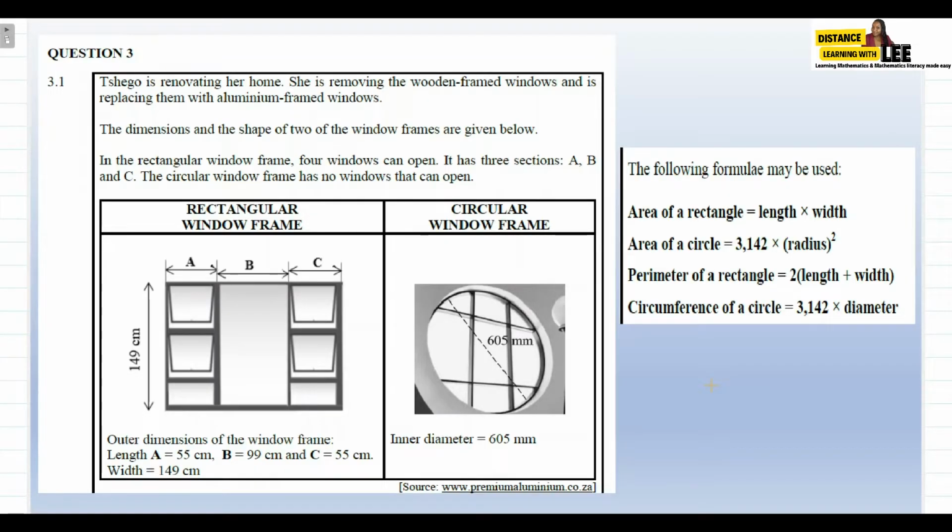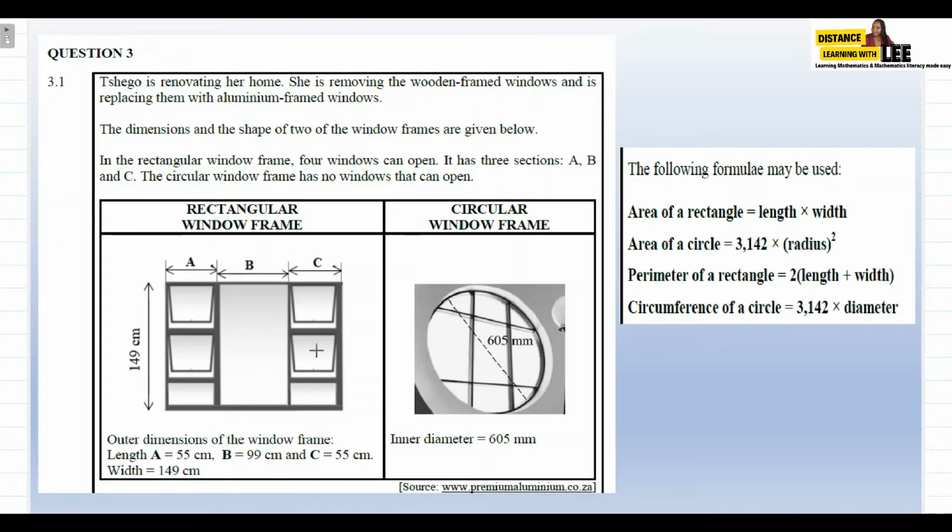Okay, so let's have a look at the information that is given to us. Tejo is renovating her home. She is removing the wooden framed windows and is replacing them with aluminum framed windows. The dimensions and the shape of two of the window frames are given below. In the rectangular window frame, 4 windows can open. It has 3 sections, A, B, and C. The circular window frame has no windows that can open.